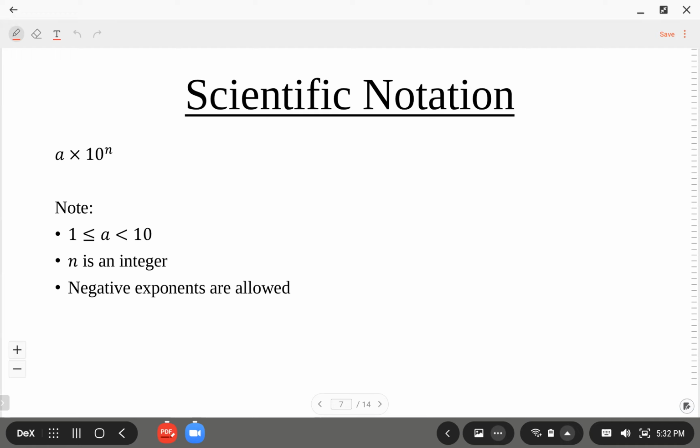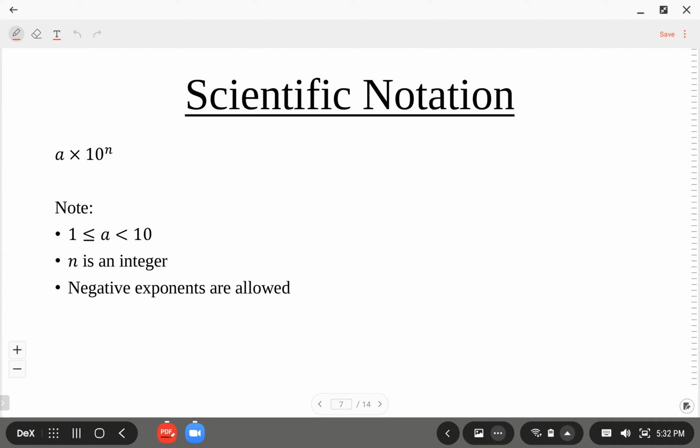Remember when I said to Reza that when you simplify, there shouldn't be any negative exponents. But in scientific notation, negative exponents are allowed. So let me show you what scientific notation does. This is how we take note of numbers that are really, really, really big or really, really, really small.